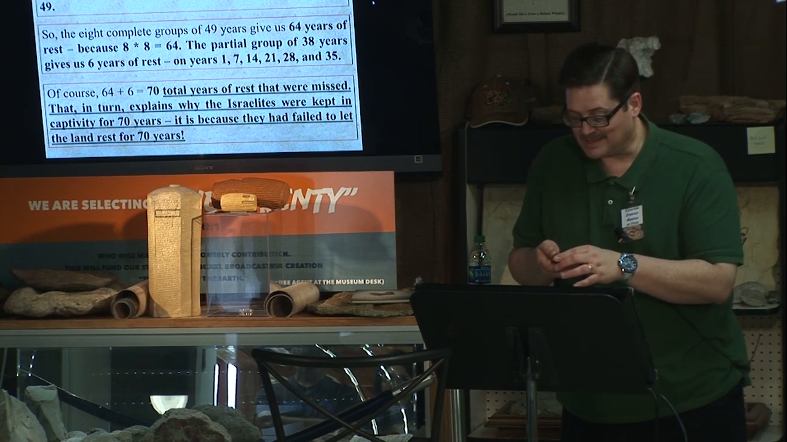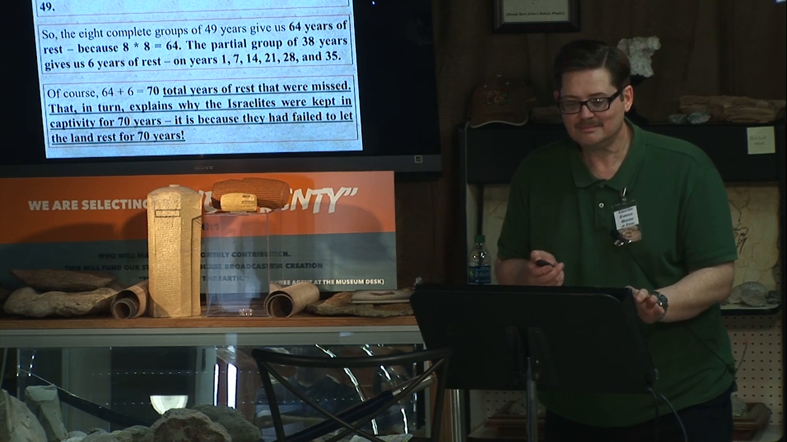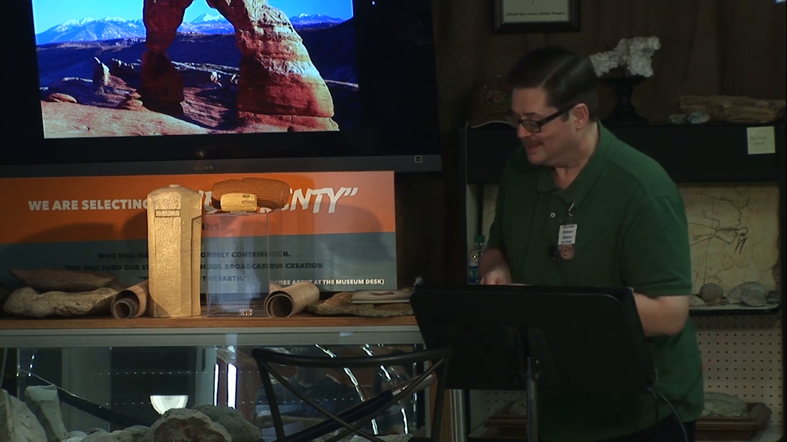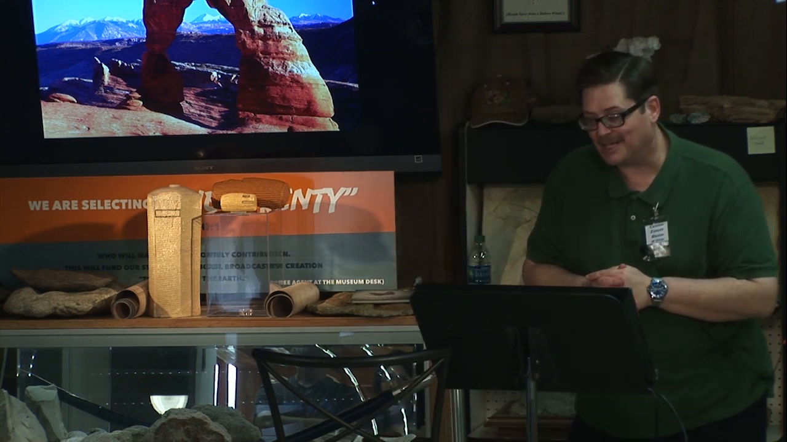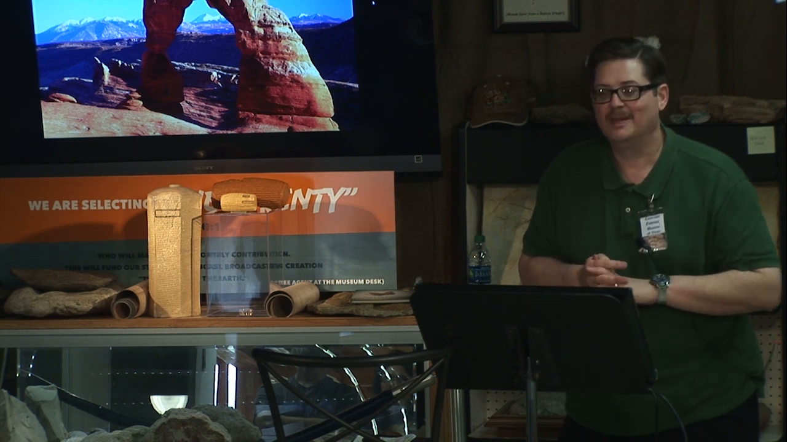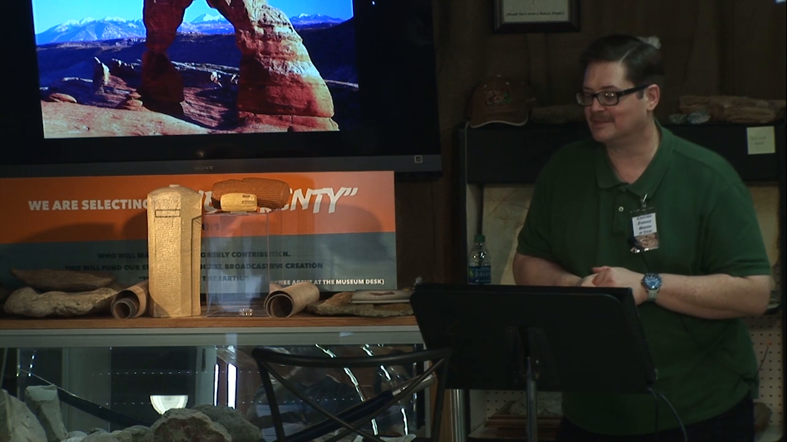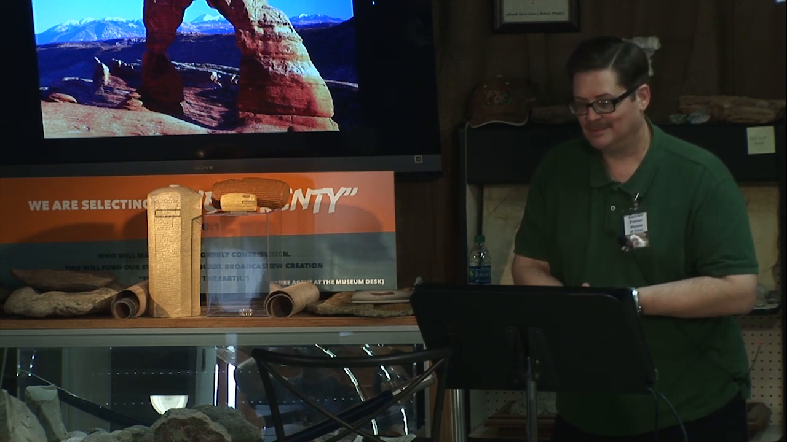So God has them in captivity to make up those 70 years because they had failed to let the land rest. Right? So that explains where the math comes from. Okay? Did you know God was a mathematician? And he keeps very, very good records. Okay, very good records. When he makes a promise, he's going to keep it to the letter there.